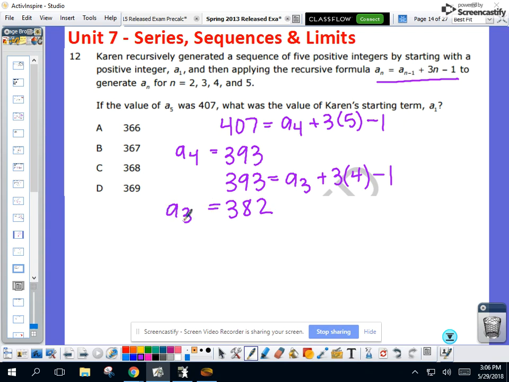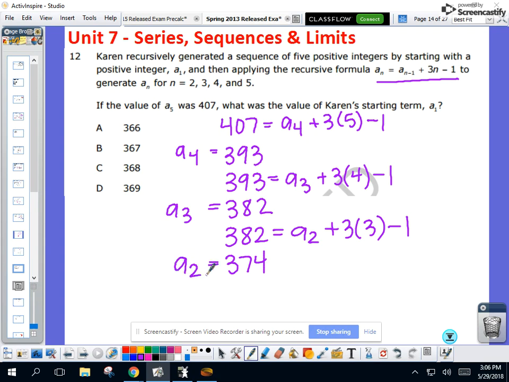So we'll have to do this again. 382 is equal to the term before it, the second term, plus 3 times the term we're on, the third term, minus 1. 9 minus 1 is 8. When we subtract that over, we get 374. That's the second term. We're almost there.